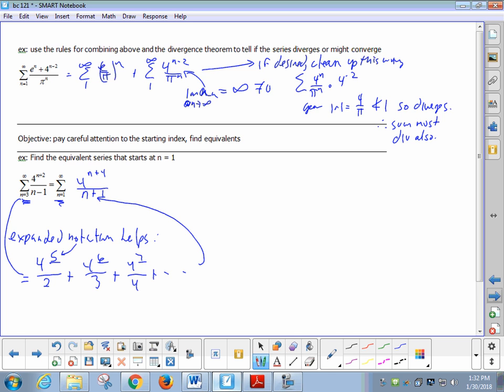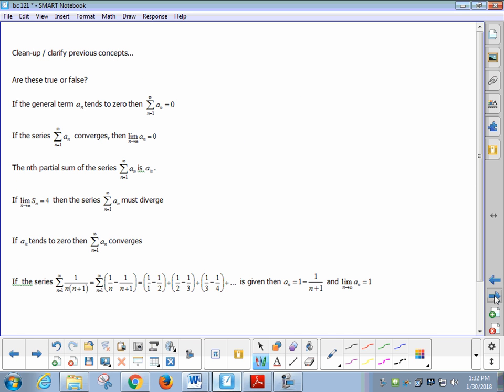Okay, last but not least, the exam last year, the true-false went poorly. So let's read these carefully in the interest of time and go through them together. The general term a sub n tends to 0, then the sum is 0. True or false? No, it goes to some value, which is crazy. Just because the terms go to 0, does that mean the sum of those terms is 0? No, that's ridiculous, okay?